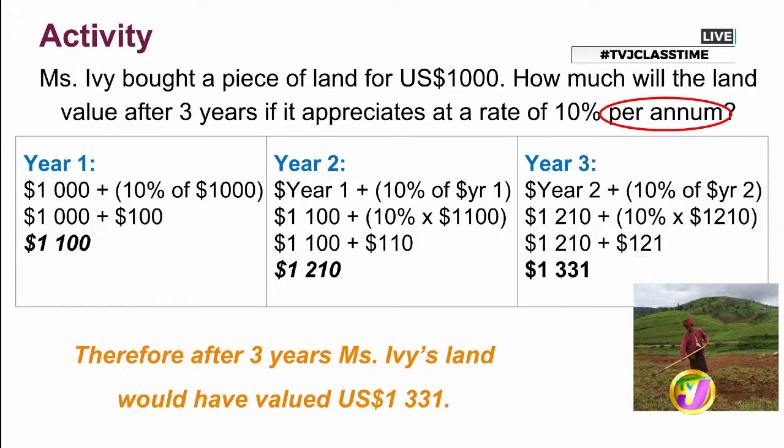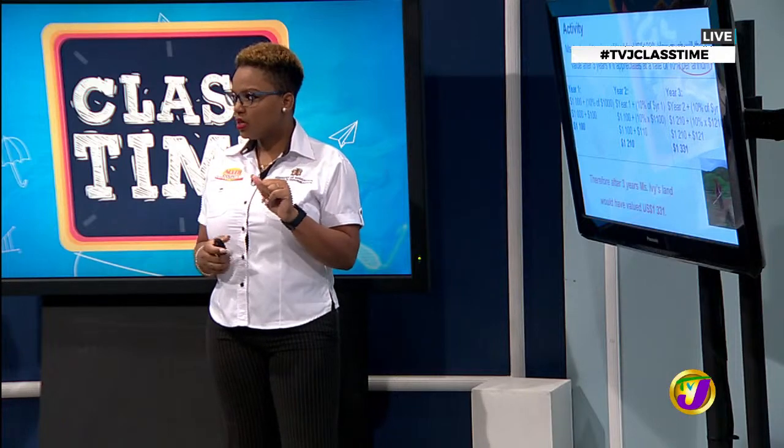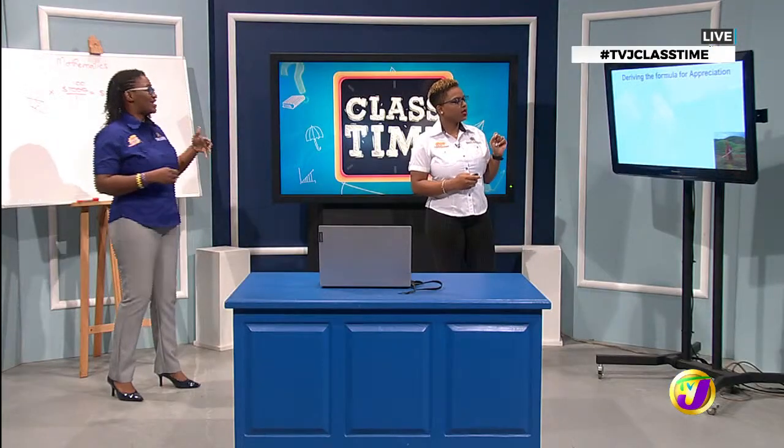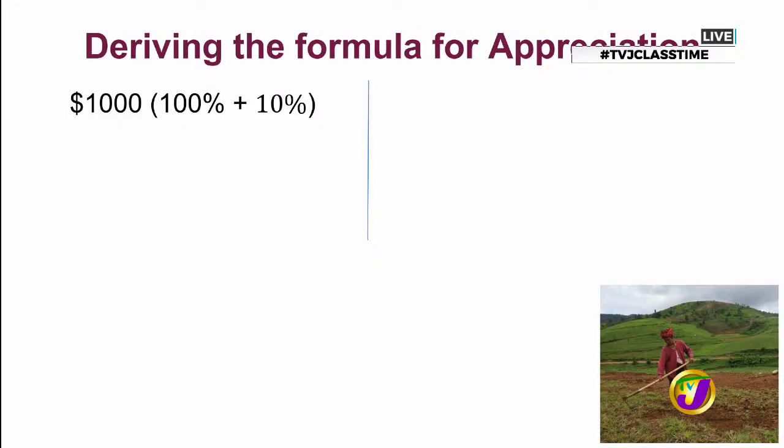So I'm seeing definitely 10% each time. All right, so that's constant. Let's see if we can examine it a little bit closer and derive this formula for appreciation. When we looked at year 1, we know that the land valued $1,000. That's the starting value there, and this original value is representing 100%, or the whole. Good. And then this 10% is the appreciation, and so it is being added on to that 100%.